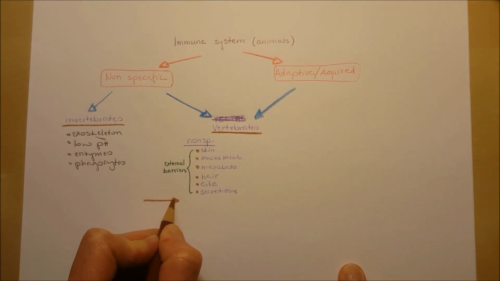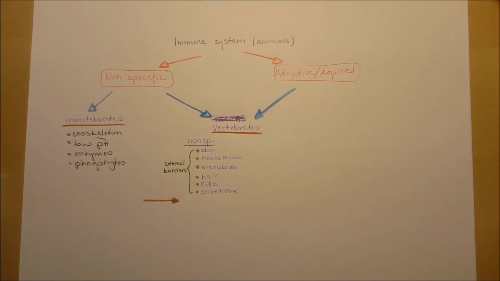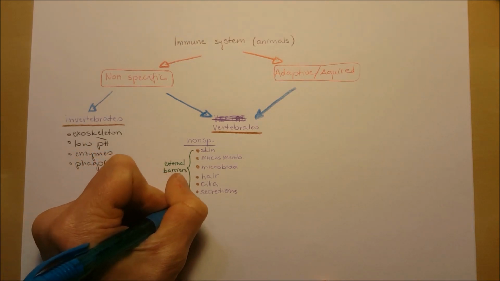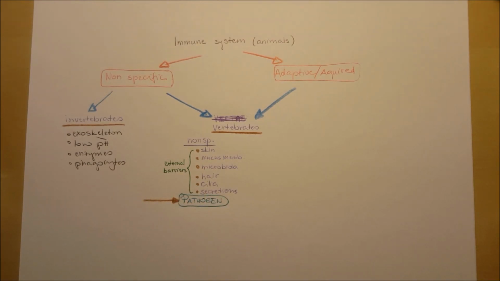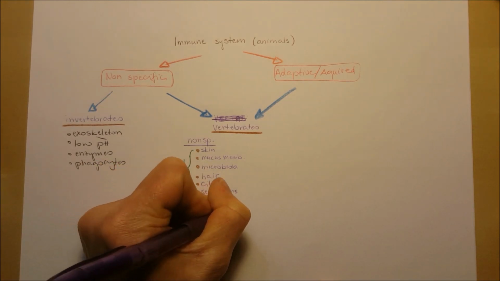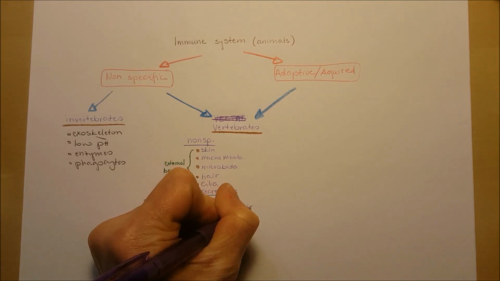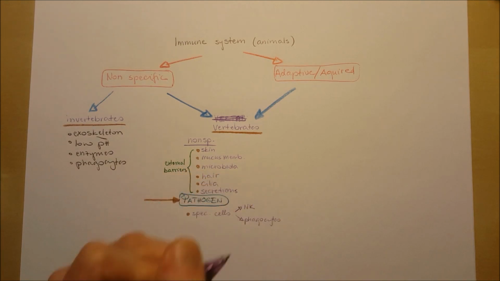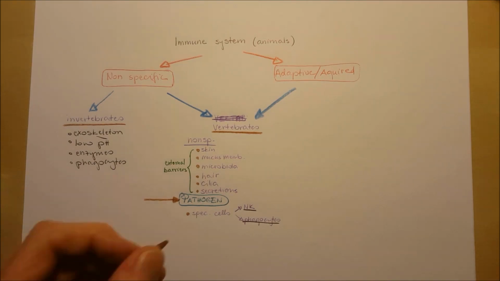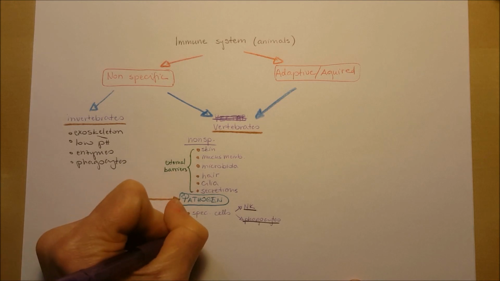But what happens if pathogens cross those barriers? And we are still talking about the non-specific immune system. So we have in our body some special cells like the NK cells, the natural killer cells. They release chemicals to kill other cells, as well as the phagocytes that eat non-self particles. They are the neutrophils and the macrophages.